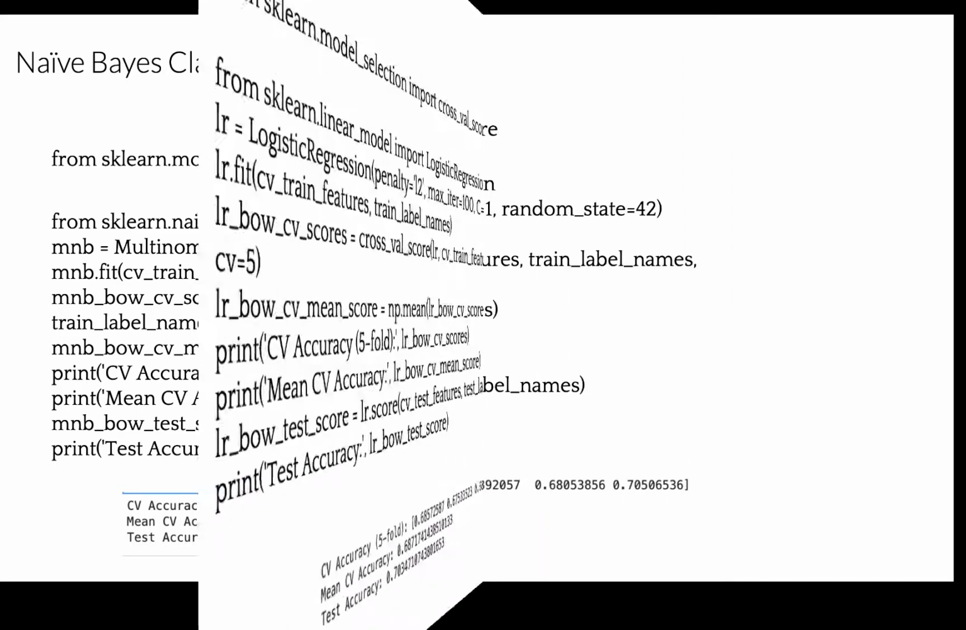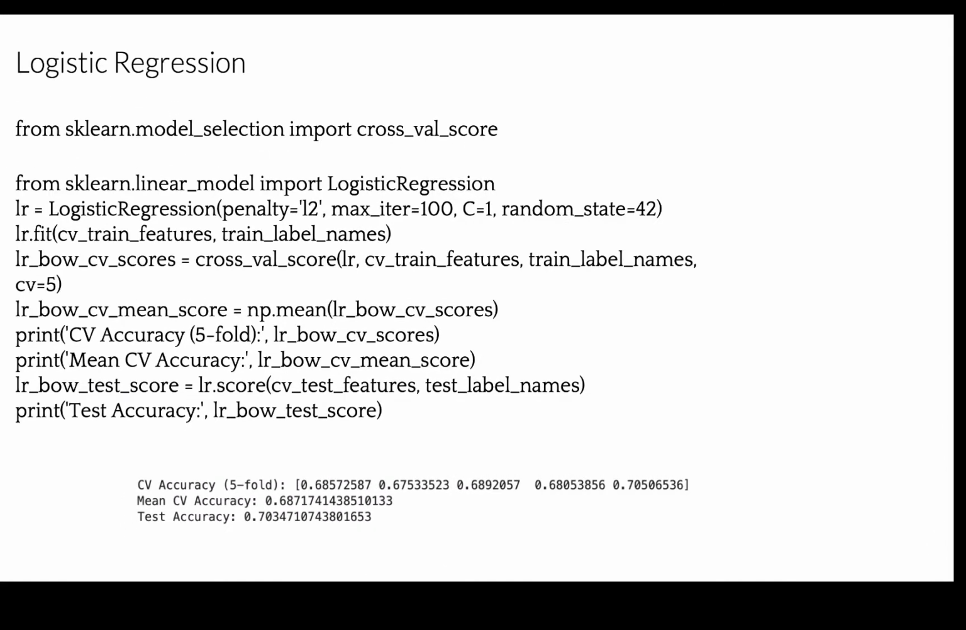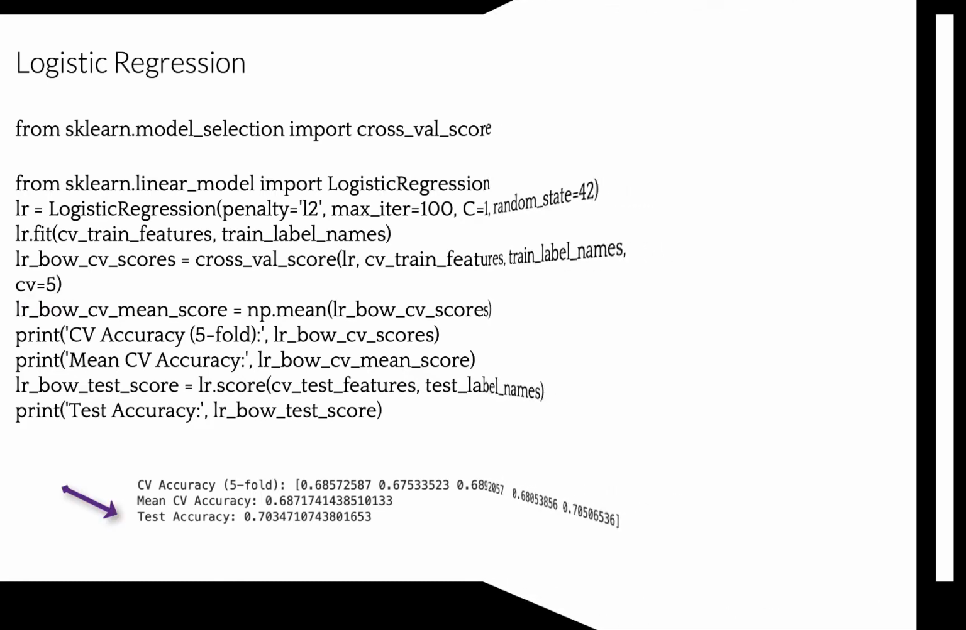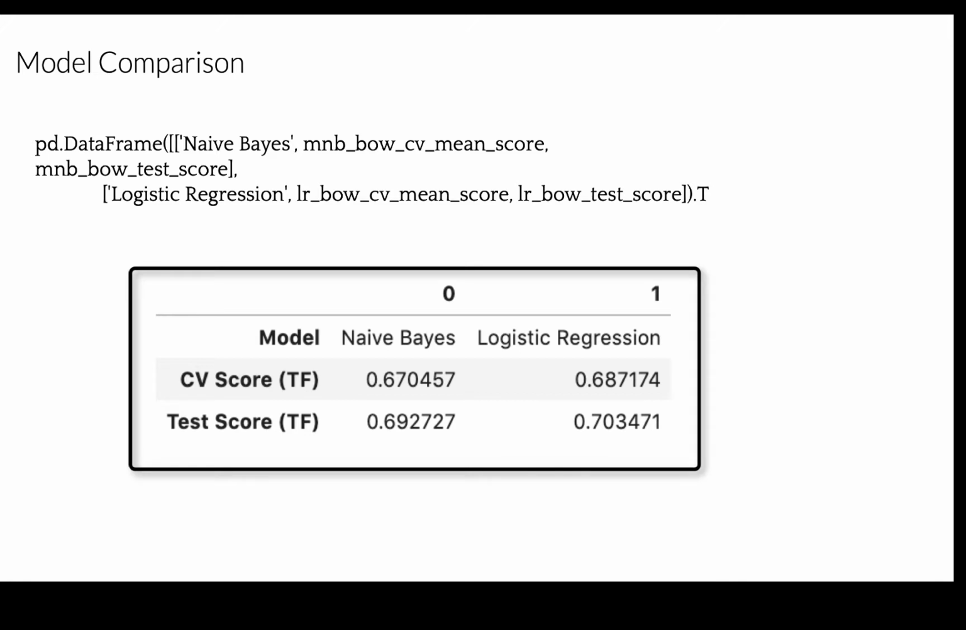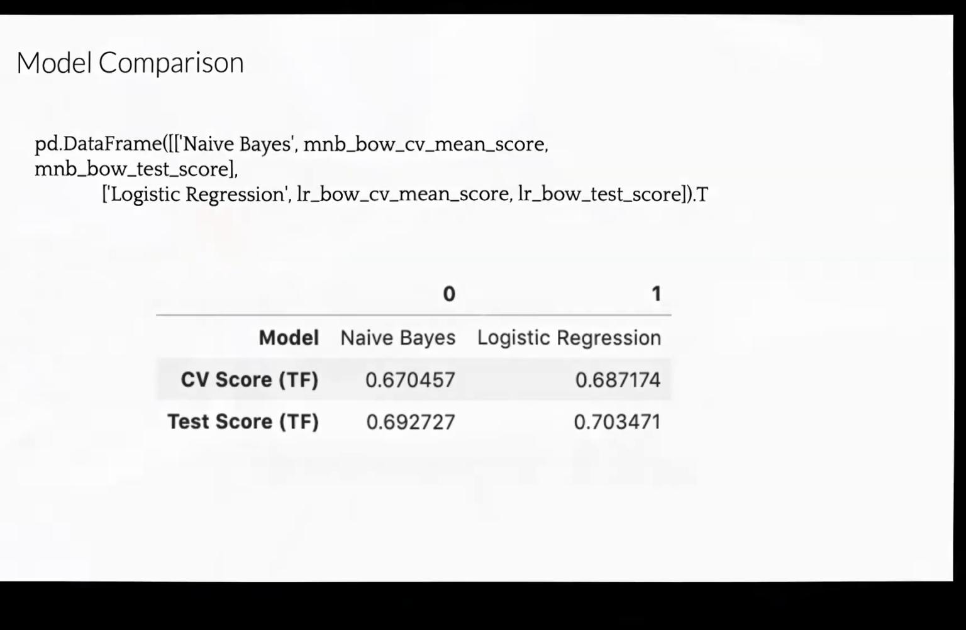Let's look at the regression classifier. We import logistic regression, also apply 5-fold cross-validation, and look at the results, with the mean accuracy 0.68 and test accuracy 0.7. Finally, let's look at both classifiers together, and you notice logistic regression slightly outperforms on term frequency score and cross-validation. It is 0.68, and on the test score it's 0.70.